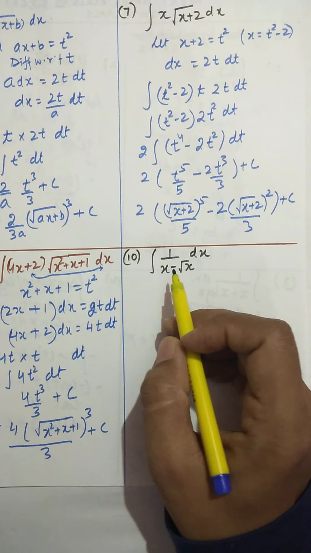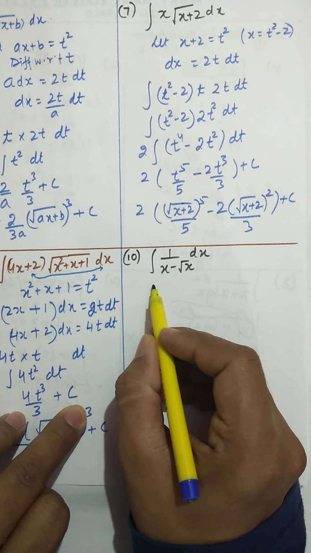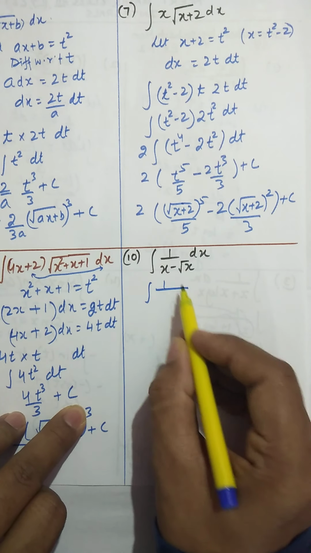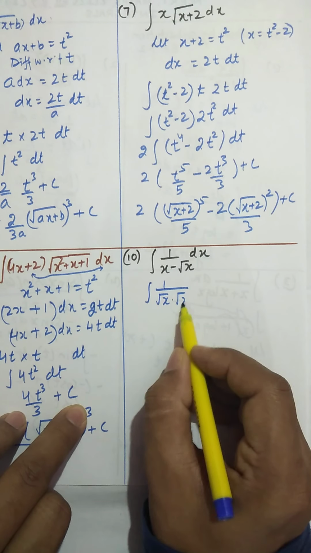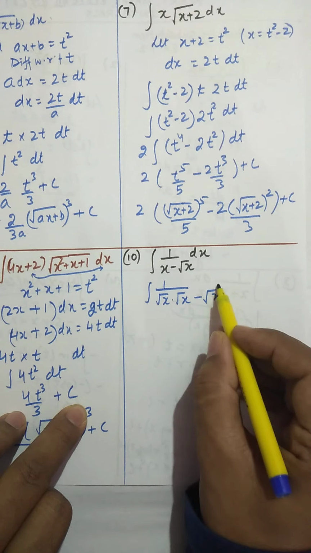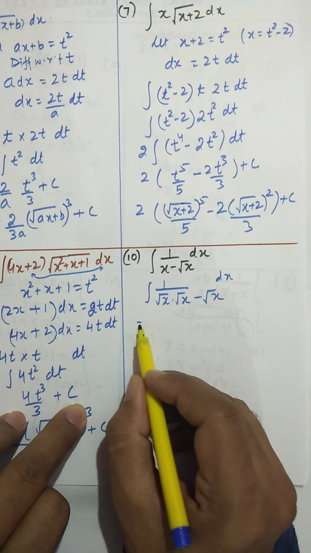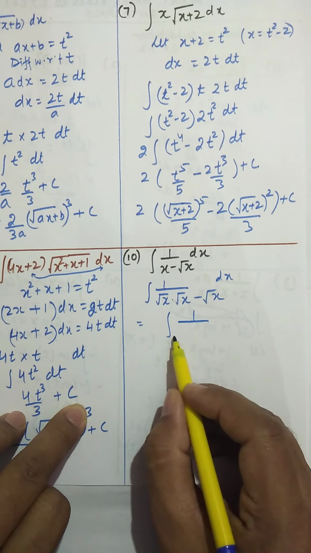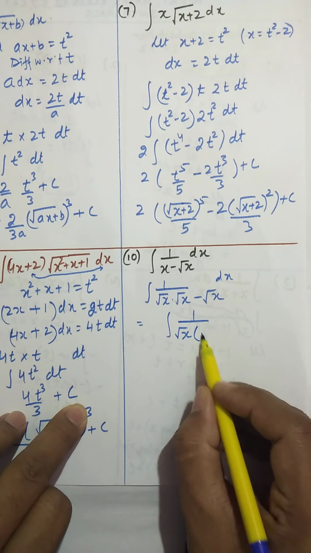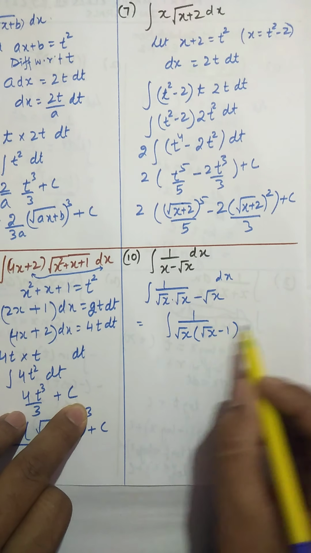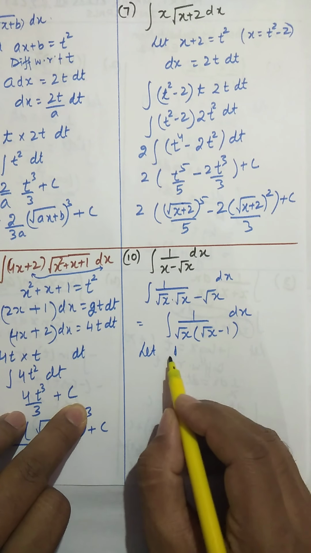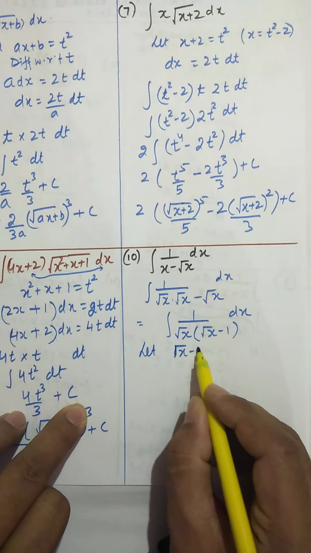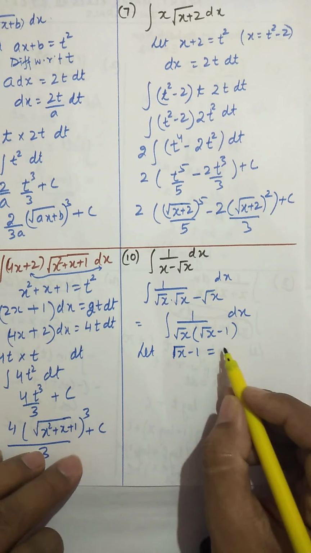Now see this question number 10. Here it's again very difficult if you don't apply some trick: x can be written as root x into root x. Now root x can be taken common from the denominator, then this will be root x into (root x minus 1), and this is dx. So here we assume root x minus 1 as t.